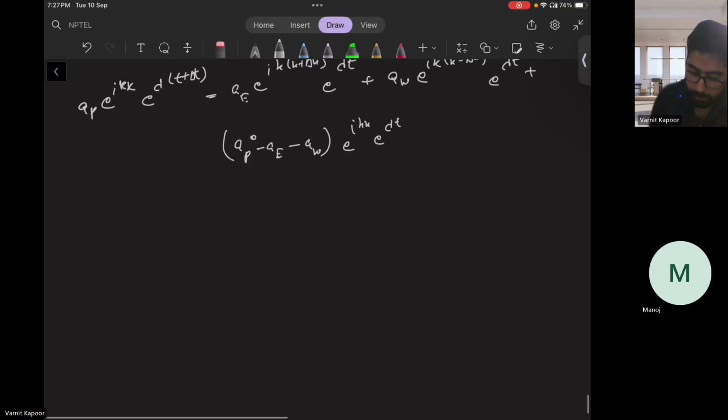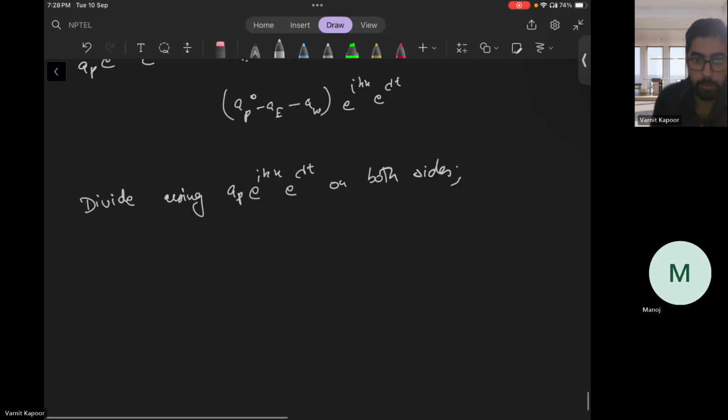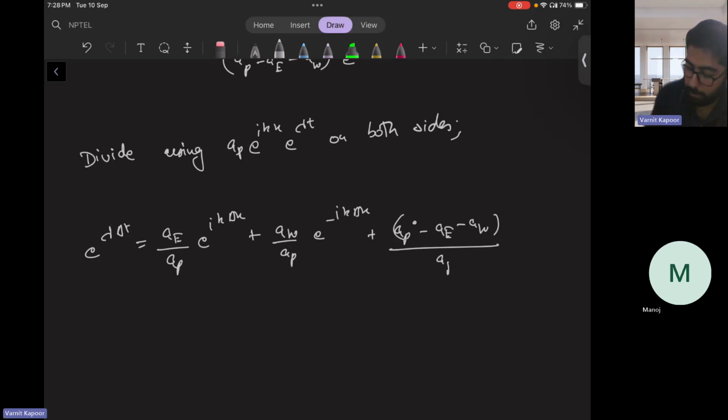Now divide by aP e^(ikx) e^(lambda t) on both sides. What you will get is e^(lambda delta t) is equal to aE by aP e^(ik delta x) plus aW by aP e^(minus ik delta x) plus (aP naught minus aE minus aW) over aP into 1.